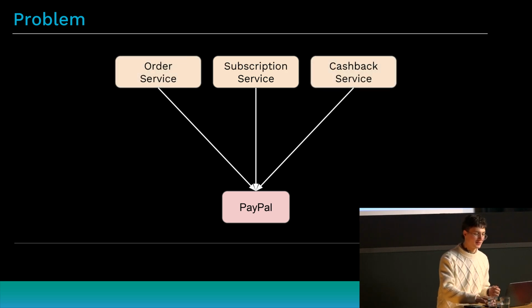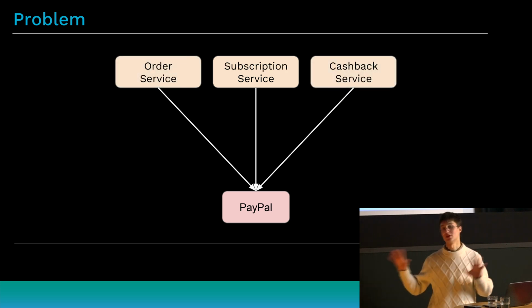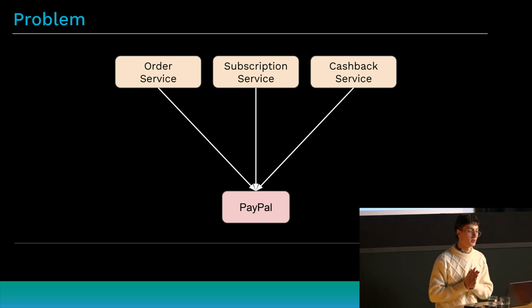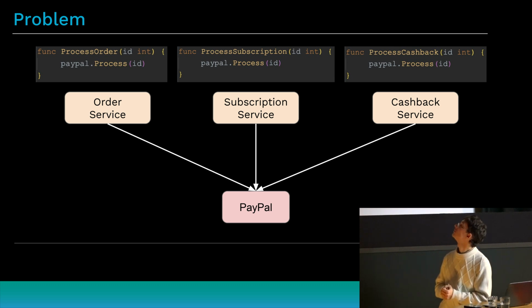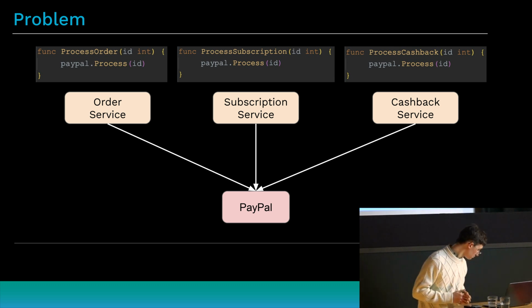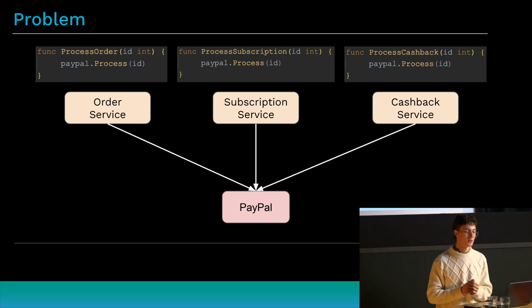But in real life, you usually have a couple of services. So let's now discover if we have 3 of them: order service, subscription service, and cashback service. All of them are dependent on PayPal. And each of them now has its own implementation of working with the PayPal payment provider.